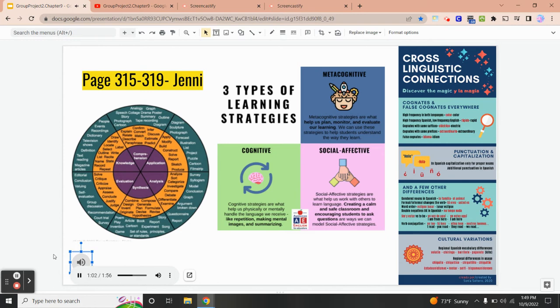Social affective learning strategies are defined as the use of socially mediated learning and efforts to lower one's affective filter and have students interacting with peers to understand content and appropriate socialization. Positive self-talk is a great affective strategy.